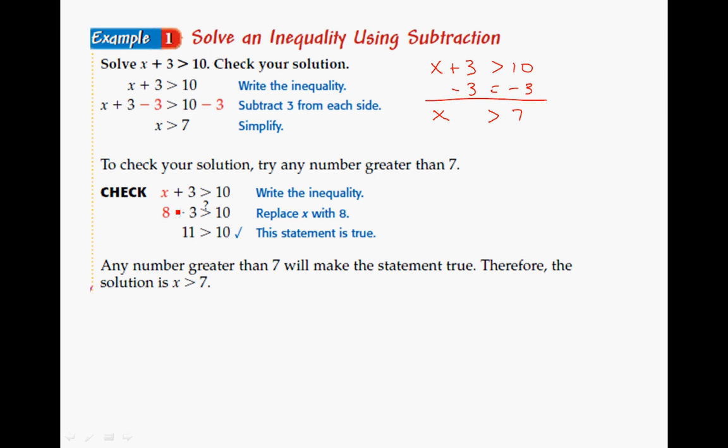So in this case, they picked 8. We could pick 10, we could pick 12, we can pick 100. It doesn't matter as long as the number is greater than 7. They plug in 8, and 8 plus 3 is 11. They add this question mark here to say that we don't know if it's a true statement or not. But when we do simplify so that both sides have one value, we notice that 11 is greater than 10, and that is a true statement.